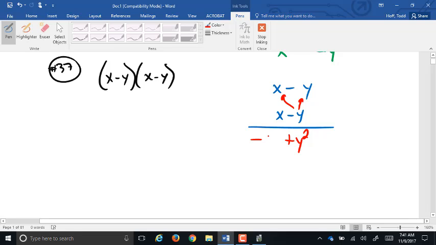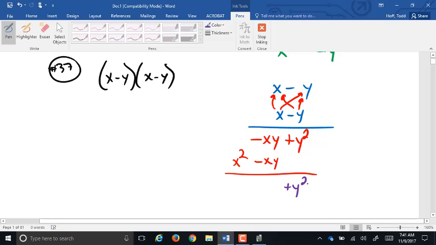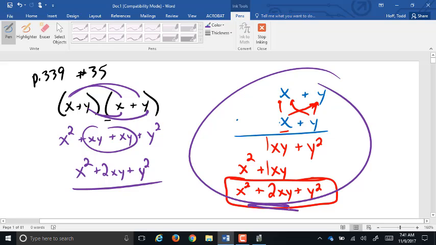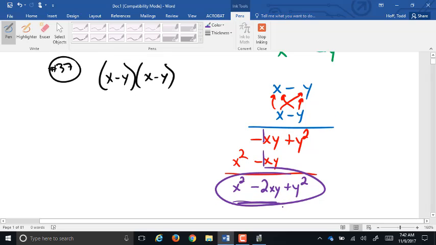Negative y times x is a negative xy. X times negative y is a negative xy. X times x is x squared. Positive y squared. Got negative 1 and negative 1 is negative 2xy. So the only difference between that one and the first one is it's minus here instead of plus. Any others?